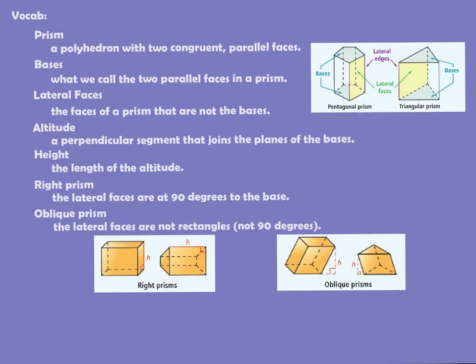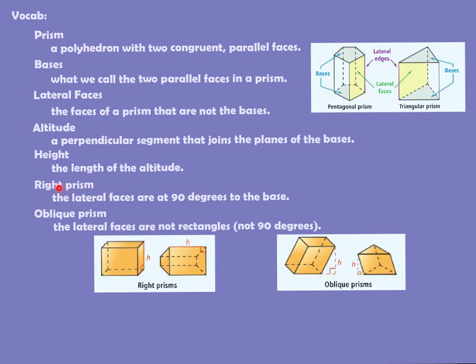Altitude. That's a perpendicular segment that joins the planes of the bases. So altitude, it's going to go from one base down to the other base. It's a perpendicular segment, so it's going to create that 90-degree angle. Height. The length of the altitude. So height and altitude, they refer to each other. If I want to know the height, I just look to the altitude and I find that length.